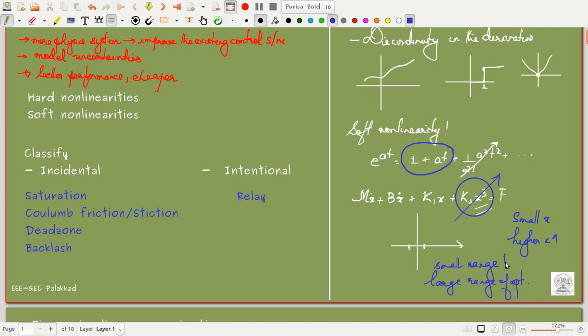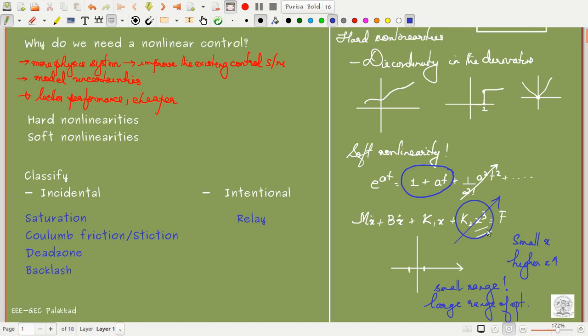Now the next thing is, we had seen what a hard type of nonlinearity and a soft type of nonlinearity are. Now we will try to classify the hard nonlinearities. We won't be dealing much with the soft nonlinearities except for drawing one or two phase portraits, if possible. Otherwise, we will be dealing with the hard nonlinearities. If we classify the hard type of nonlinearities, they can be classified as incidental and intentional nonlinearities.